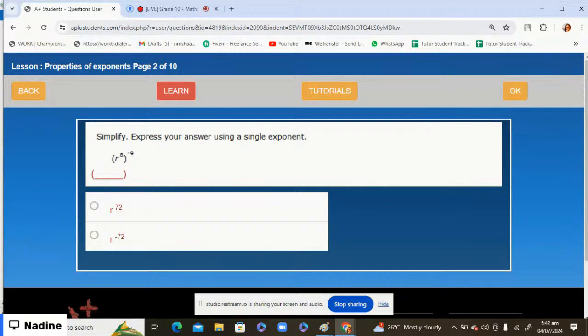This is again the same. 8 times 9 is 72, with which sign, positive or negative? Here the negative sign is present, so we are going to write the negative sign.